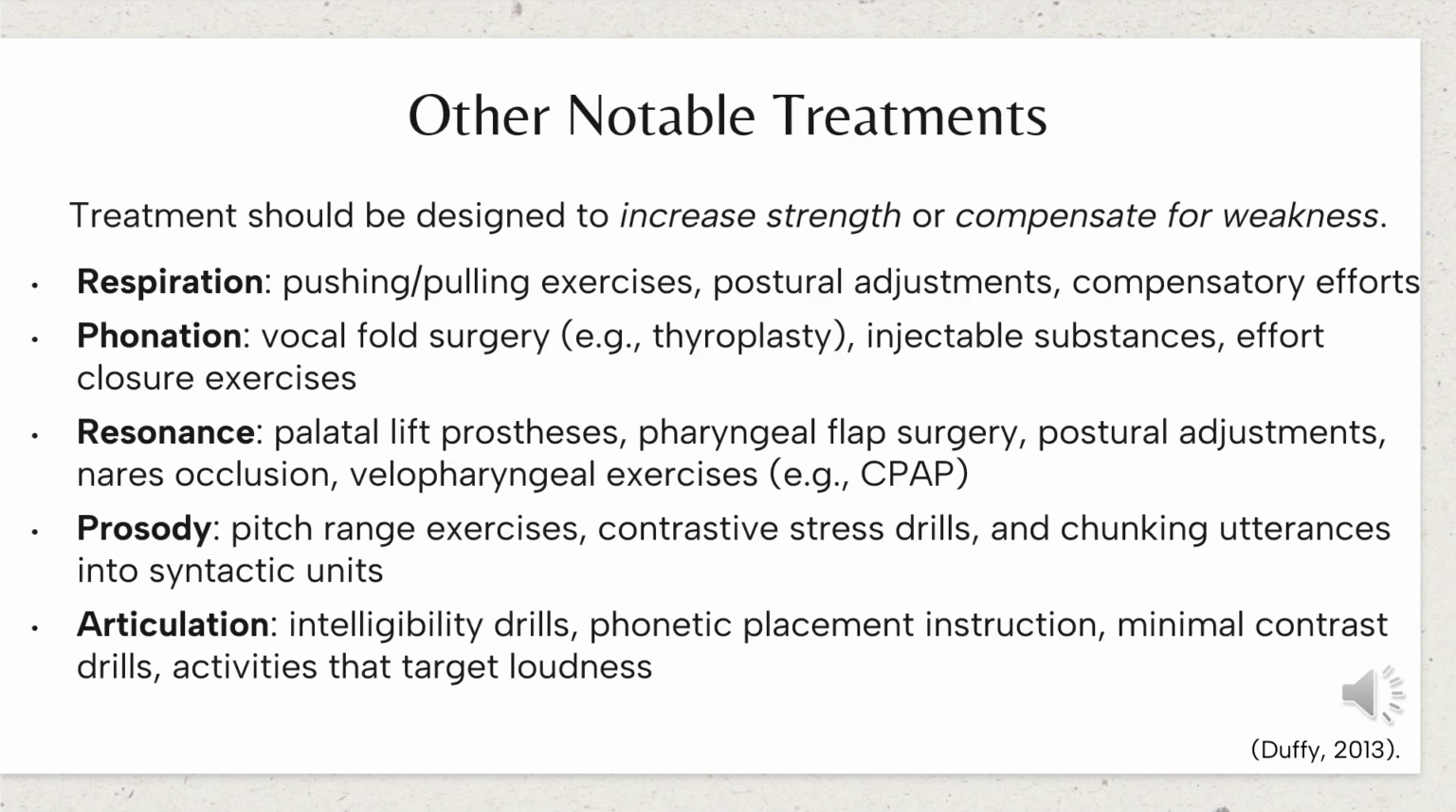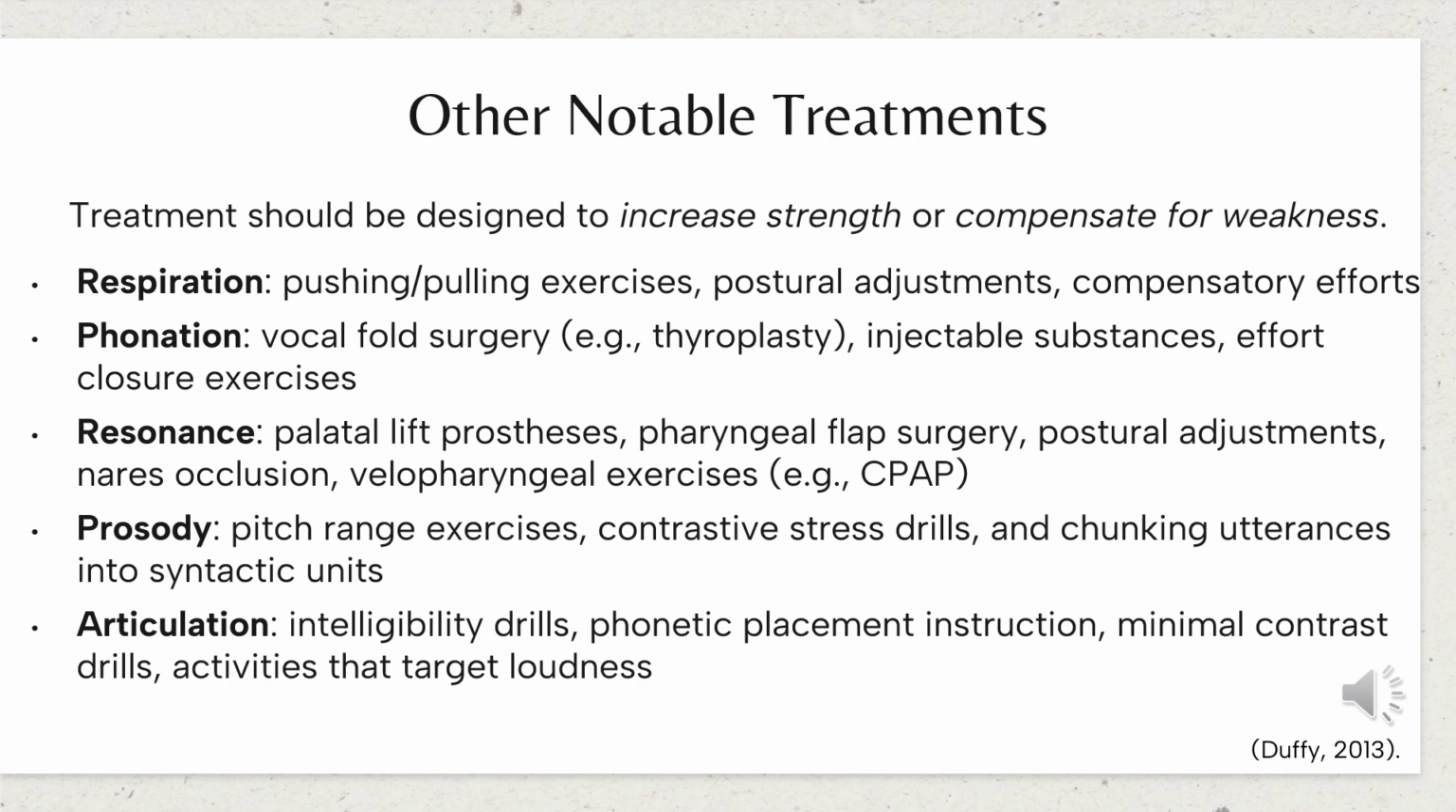Other notable treatments for flaccid dysarthria are listed below, which are designed to increase strength or compensate for weakness. For respiration, it is essential to increase the physiologic support for speech breathing. Pushing-pulling exercises can be used to increase respiratory support and drive. Postural adjustments, prosthetic aids, and compensatory efforts like deep inhalation are more commonly used techniques for treating flaccid dysarthria. For phonation, surgery or injectable substances to bulk up the vocal folds are also more appropriate. Effort closure exercises can help with vocal fold weakness or paralysis.